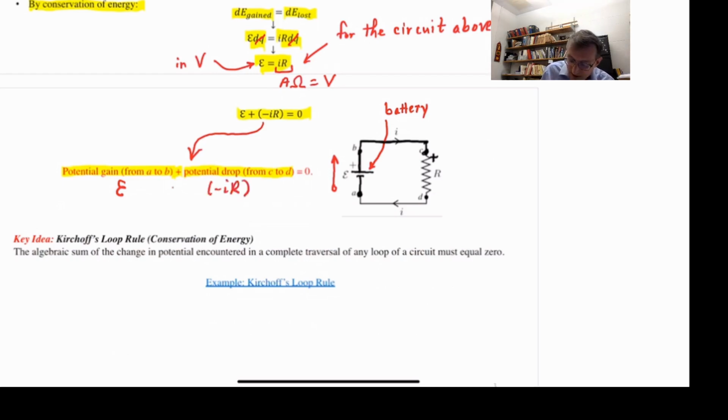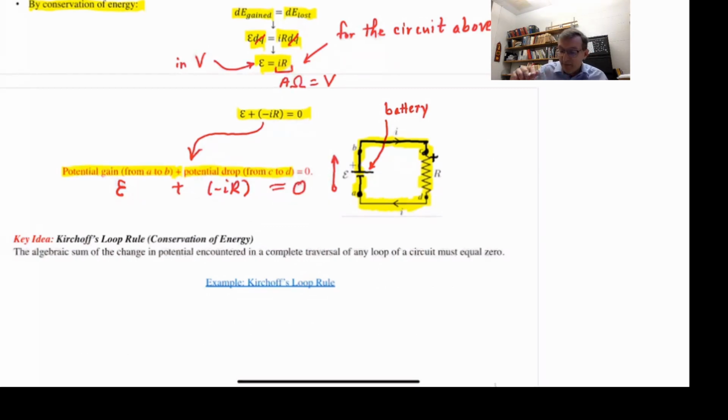And what this equation says is that the potential gain in going from A to B, then nothing along there, then the potential drop in going from C to D, and then nothing along this lower wire, and then I'm back to where I started. So I've done one complete traversal, but that total now I know is 0.